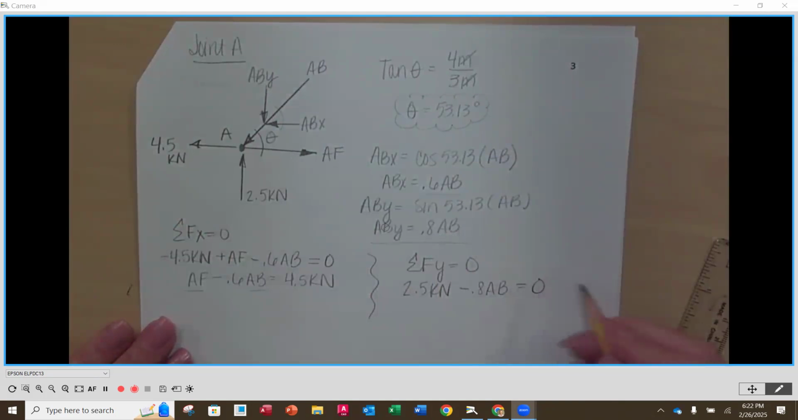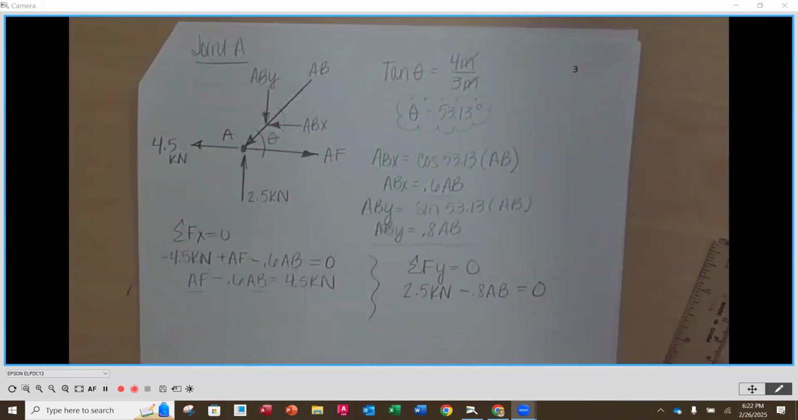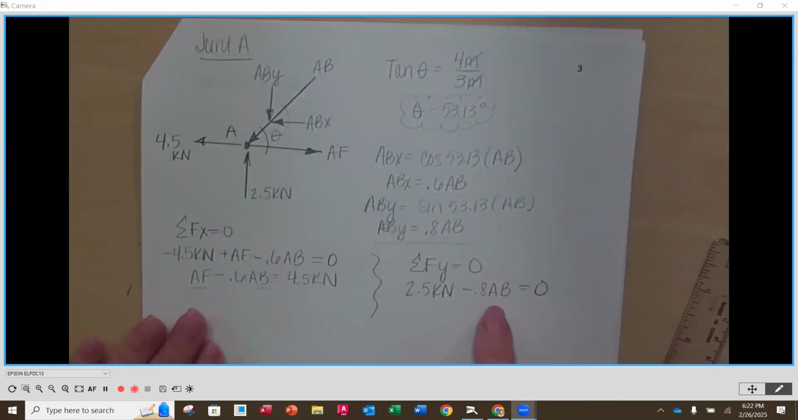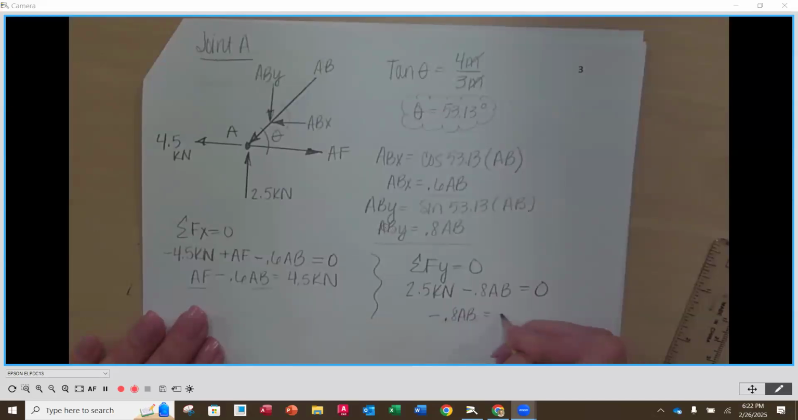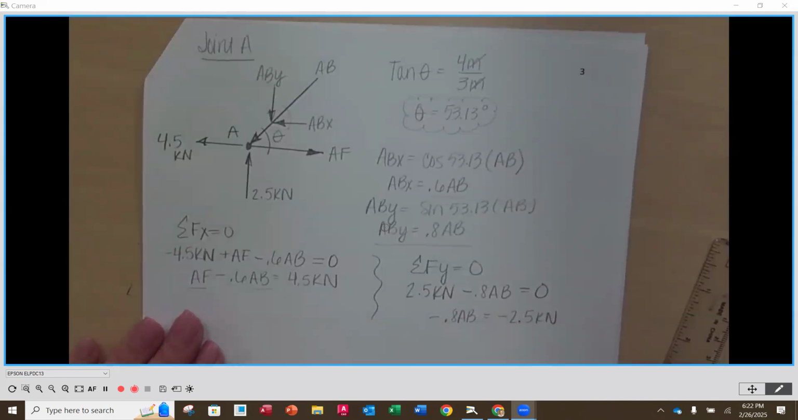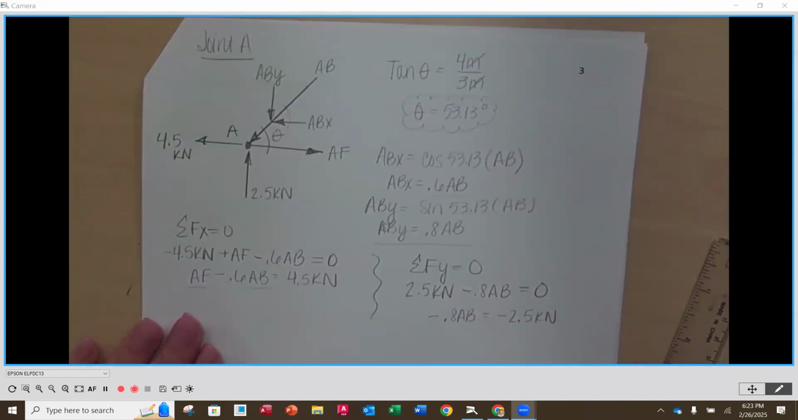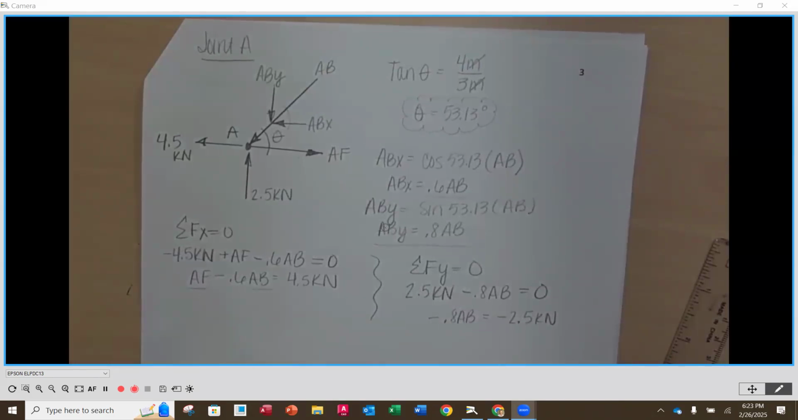Those are the only forces in the y direction, so I can set that equal to 0. And now I can solve for AB here, right? So I'm going to move my 2.5 to the other side. So it's going to be negative 0.8 AB is equal to negative 2.5 kilonewtons. Okay. This is where you watch your signs. If you get one negative sign wrong, especially in the beginning, your whole problem is going to be wrong. Sorry, it's just how it goes.